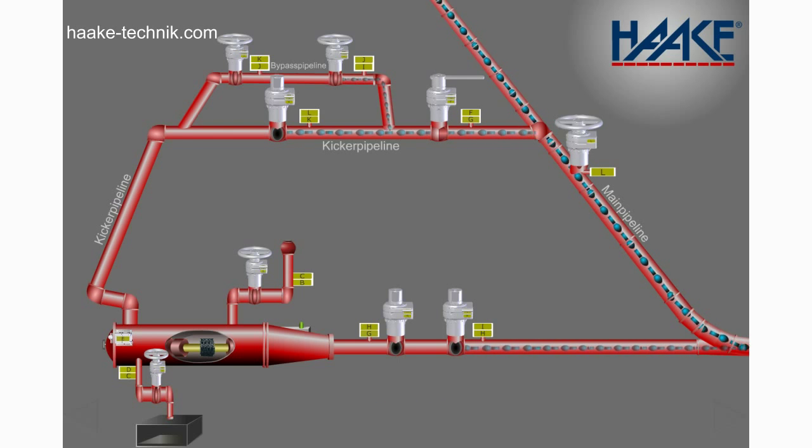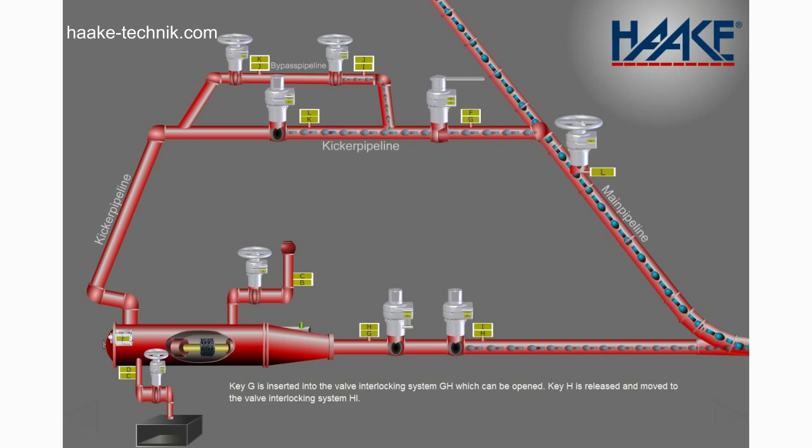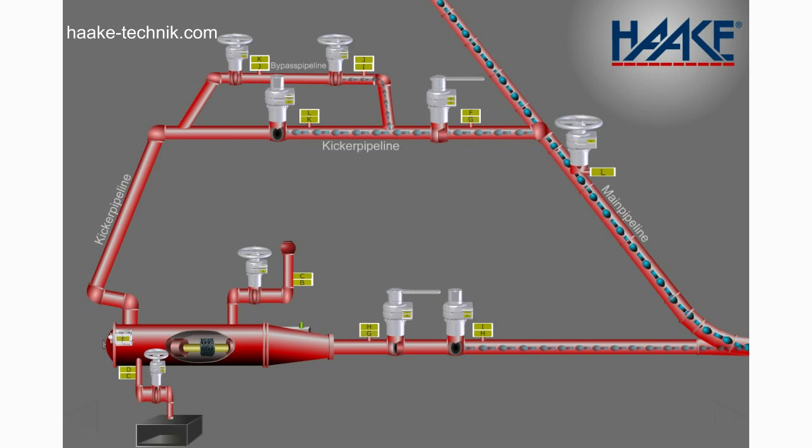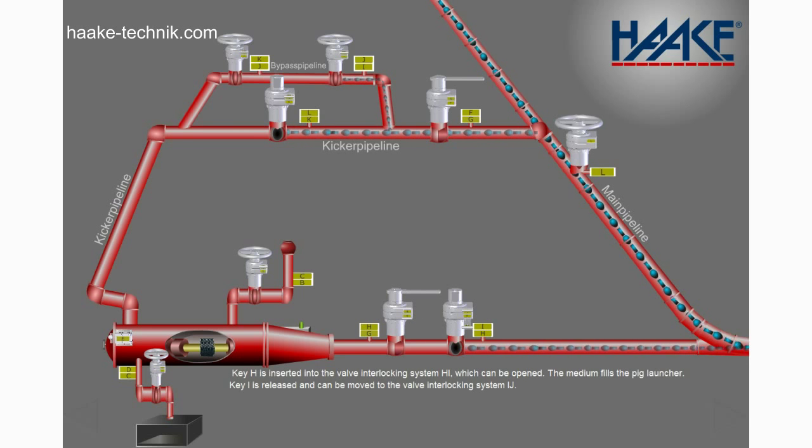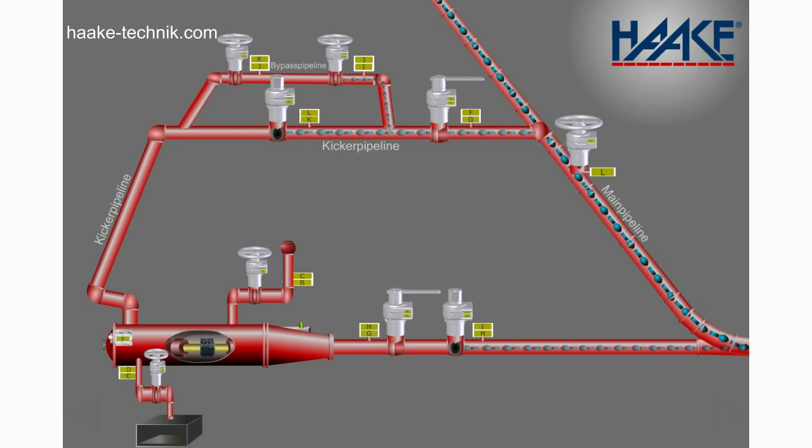After operating the valve interlock, key G becomes free and is now moved to the valve interlocking system GH. Key G is inserted into the valve interlocking system GH, which can be opened. Key H is released and moved to the valve interlocking system HI. Key H is inserted into the valve interlocking system HI, which can be opened.